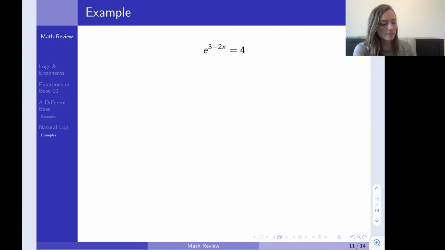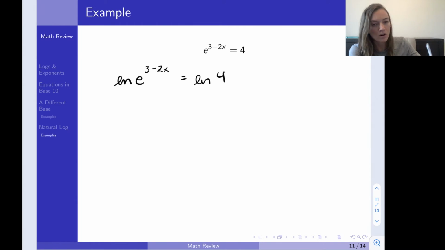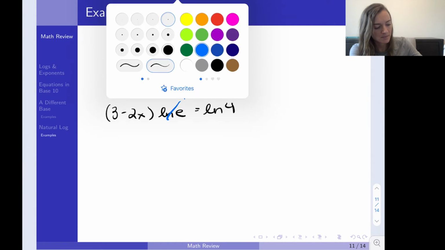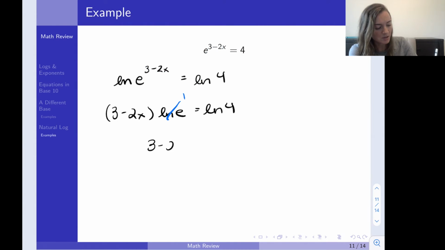Okay, now let's do another example. So here we have e to the 3 minus 2x equals 4. So we can just jump right in and take the natural log of both sides here. So we're going to do ln of e to the 3 minus 2x is equal to ln 4. So our whole exponent gets put in front, so we have 3 minus 2x ln e is equal to ln 4. This simplifies to 1. And so now we just have 3 minus 2x is equal to ln 4.